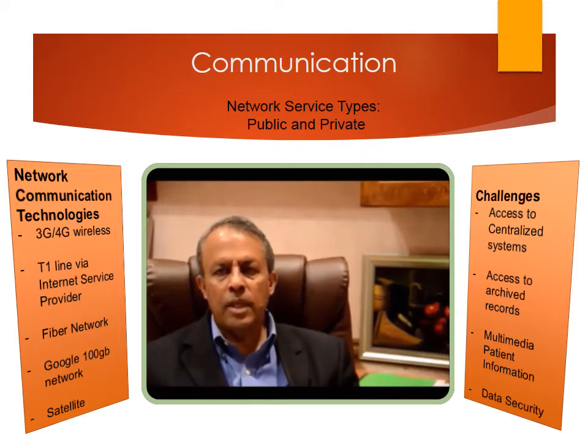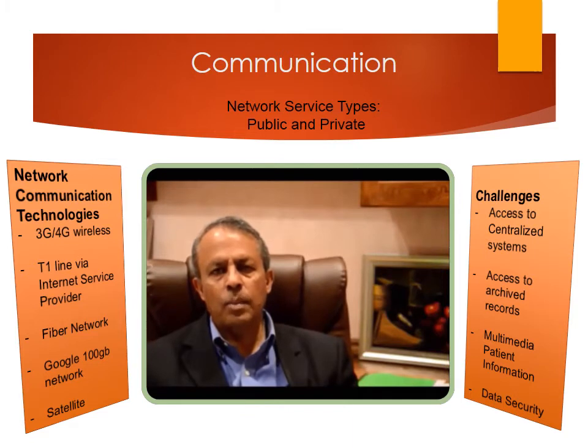In terms of the traditional network, we have a service provider, an internet service provider, that provides you a certain level of bandwidth. Typically it's over a T1 line. Then alternatives are also sold by services such as Verizon, Google, and AT&T. They provide fiber networks to organizations which have larger bandwidths.